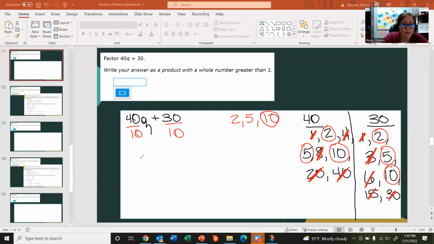We could say that we would have 10 times 4q plus 10 times 3. And then we would keep going. We can pull the 10 to the outside of the parentheses because we have this here, this here. We could do 4q plus 3.